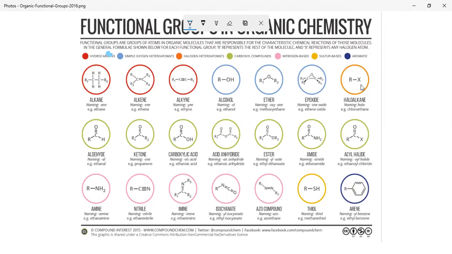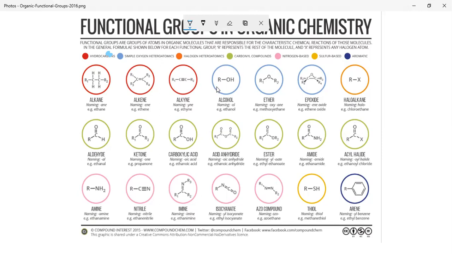HaloArene. Arene, the blue color, is the aromatic compound. So these are your aromatic compounds. If an aromatic compound has a halogen, it is a HaloArene. If an alkyl group has a halogen, it is a HaloAlkane. This is what we are going to study in the first chapter of organic chemistry.